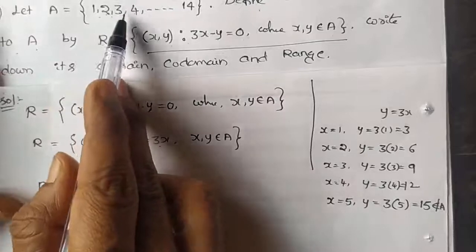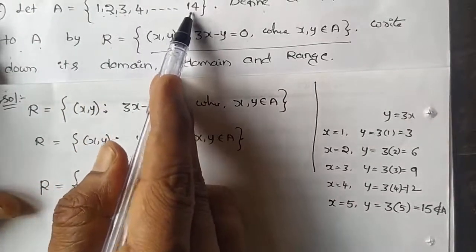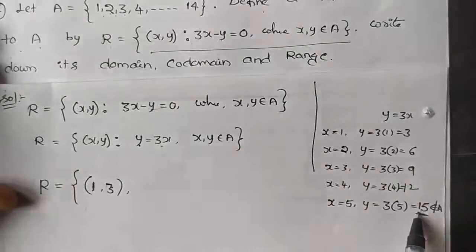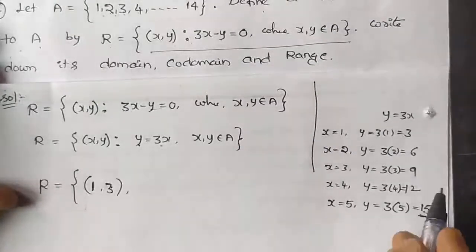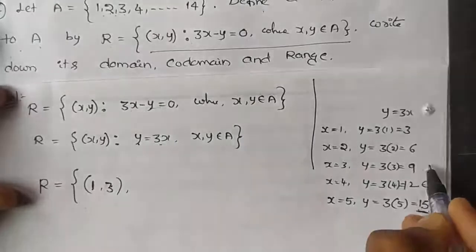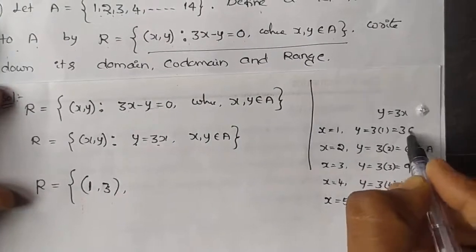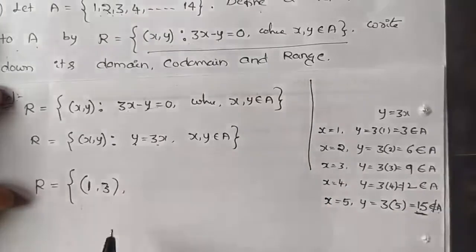1, 2, 3, 4, 5, 6, 7, 8, up to 14 we have. Here we found the number 15, and 15 does not belong to the set A. 12 belongs to the set A, 9 also belongs to the set A, 6 also belongs to the set A, and 3 also belongs to the set A.